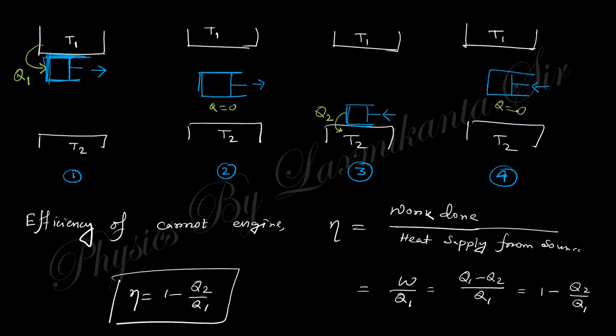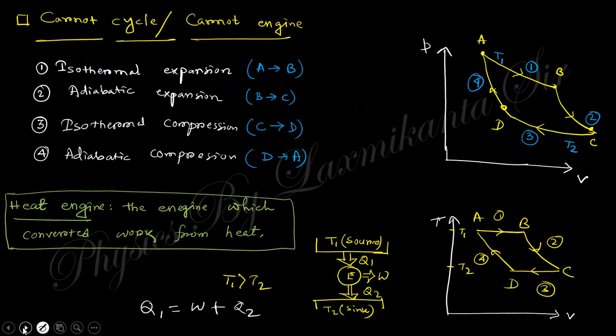So Q1 and Q2 transfer only during the isothermal process, right? So you need to find out Q1 and Q2. What is Q1? That is the area under this curve, the isothermal expansion process.